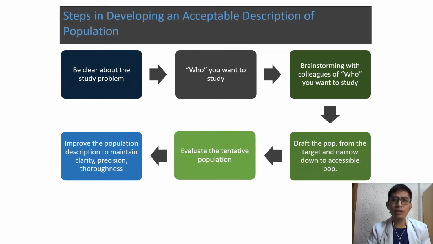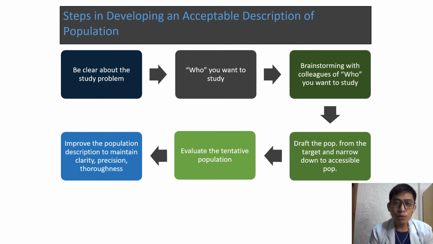Steps in developing an acceptable description of population. First, be clear about the study problem. So, in your title and research problem, you should be specific. What is your location? What is your intended population? And what delimits your study, or what's your scope and limitation?